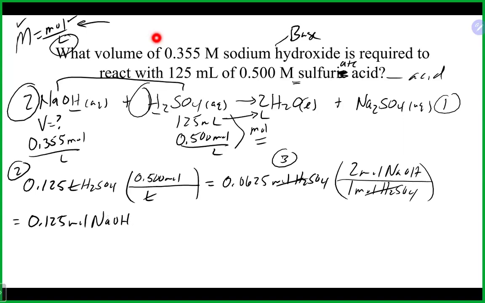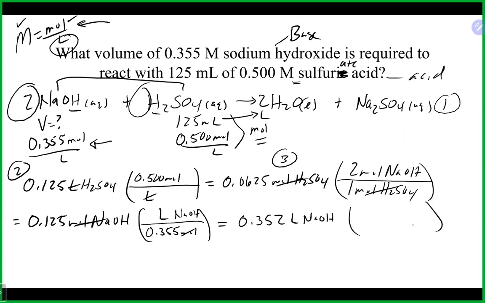That is good because now I have the moles of sodium hydroxide. I have the molarity of sodium hydroxide. I again could rearrange the molarity equation or not even worry about the molarity equation and really just use my molarity of the sodium hydroxide as a conversion factor. So I got moles on top. So I'm going to use the molarity of the sodium hydroxide, put the moles on the bottom, liters on top. Moles will cancel, and we're going to divide by 0.355. Looks like 0.352 liters of sodium hydroxide.